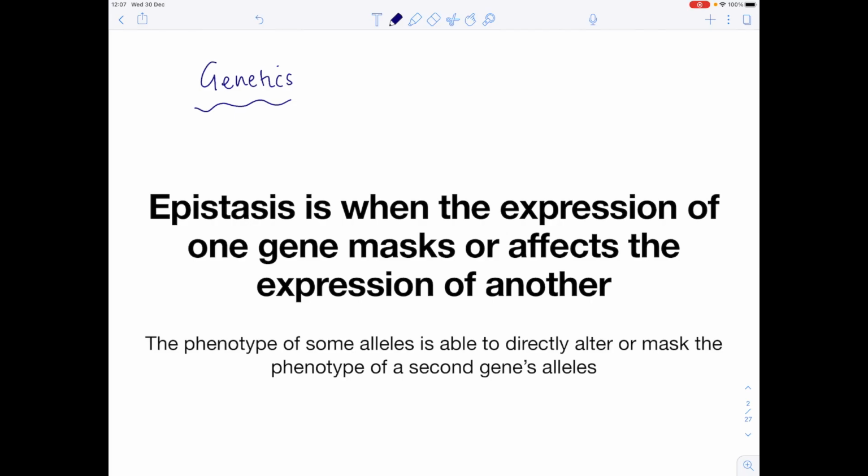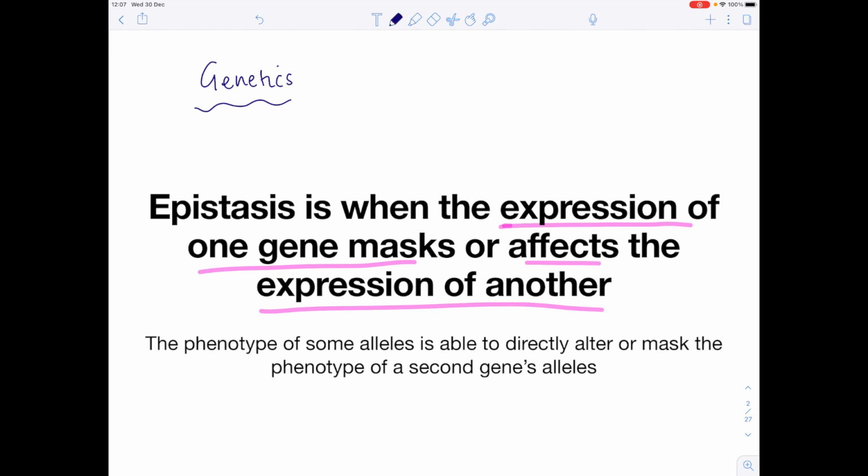The first essential thing is that we look at the definition of epistasis. So I've stated that here. Epistasis is when the expression of one gene masks or affects the expression of another. And what we're saying here is that the phenotype of some alleles is able to directly alter or mask the phenotype of a second gene's alleles.